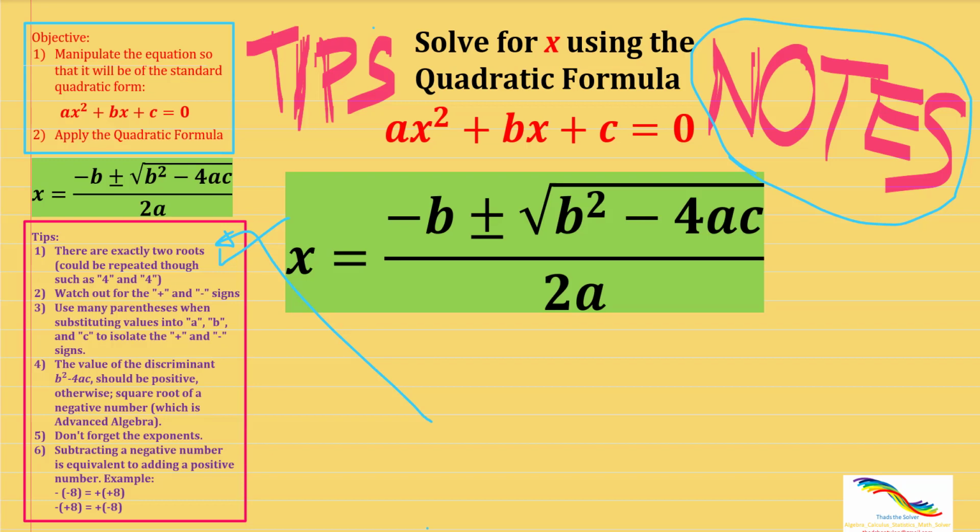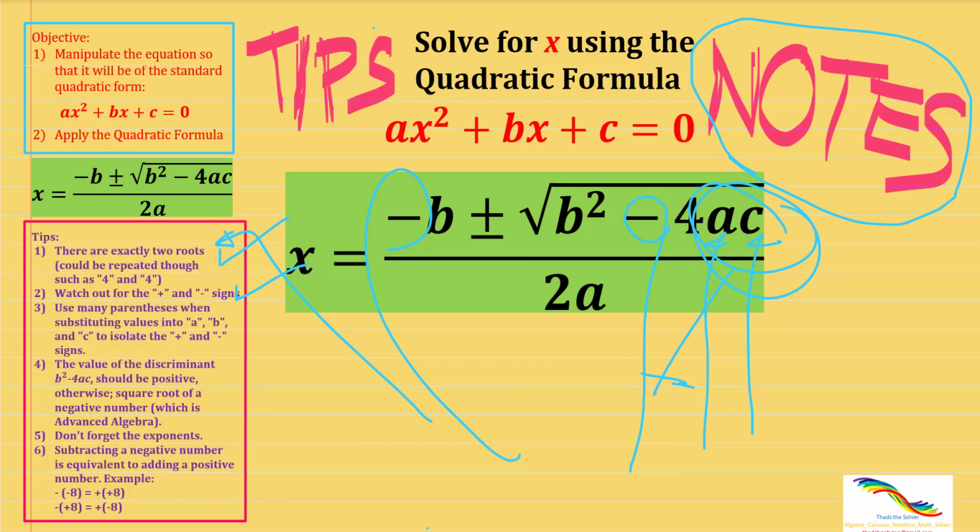Number two, for the tips, watch out for the positive and negative signs. Especially here, for example, in the negative b. Example for here in the discriminant, that's a minus there. That's a subtraction. And then sometimes your a and your c, or your c could be negative. So you will be multiplying here positive and negative numbers, or negative and positive numbers, or negative and negative numbers. So watch out for the positive negative signs.